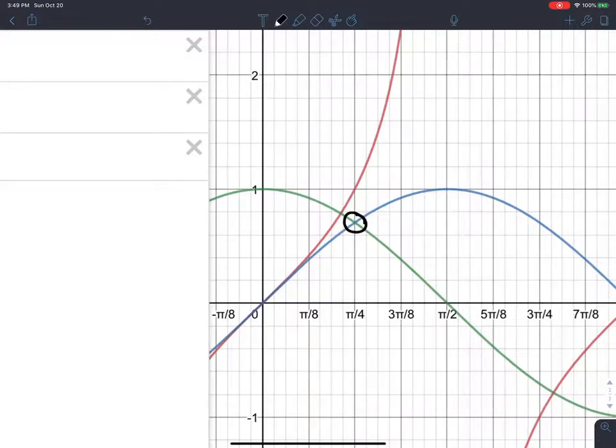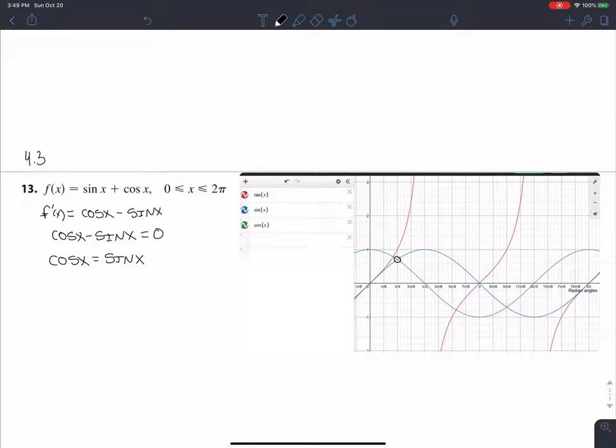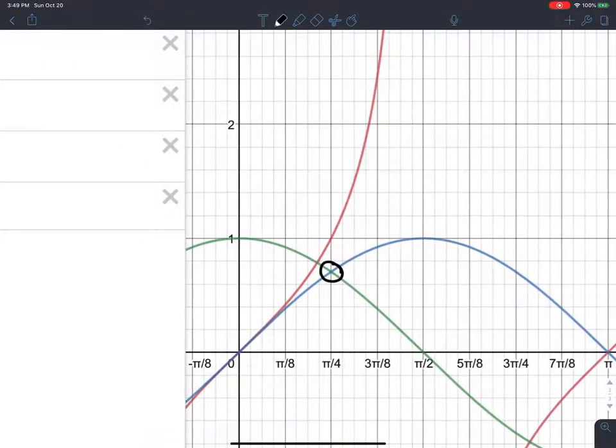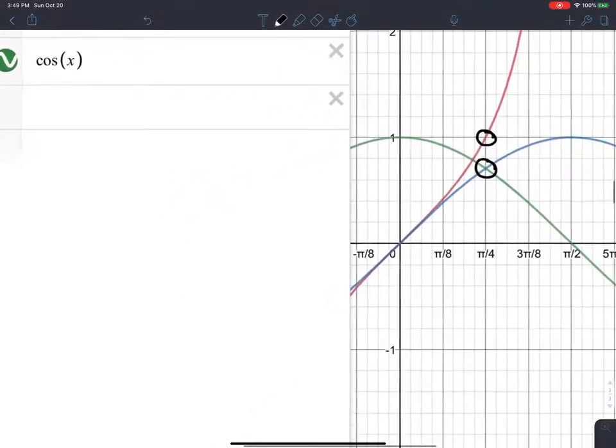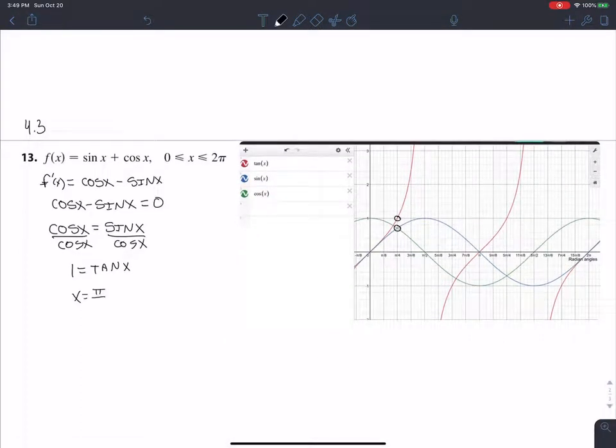Now, interestingly enough, I could just divide both sides by cosine, right? And if I do that, I'm going to get 1 equals tangent x, okay? So that tells me everywhere tangent equals 1, I'm going to have one of my critical points, right? I'm going to have this equaling 0 business going on. And that means right here, it's in the same spot. It's at pi over 4. That means here x equals pi over 4.